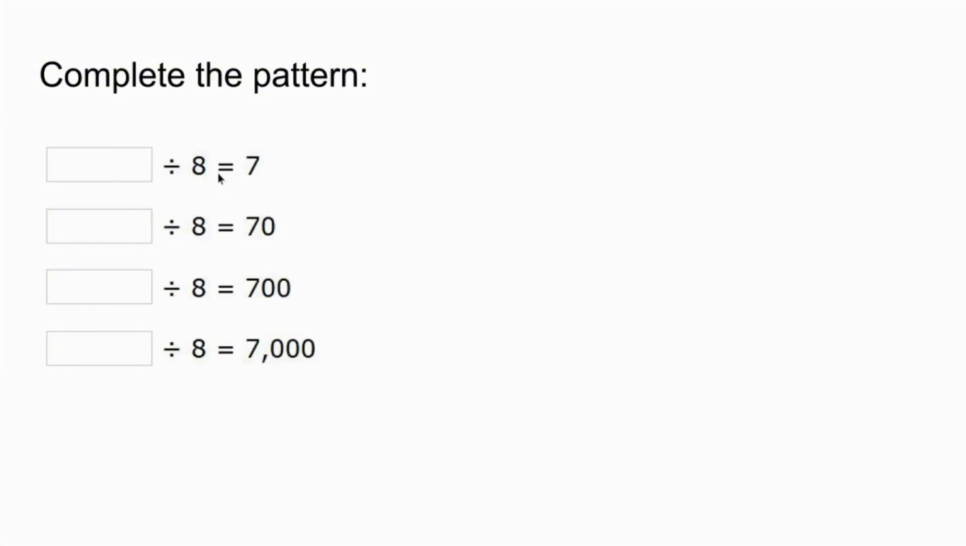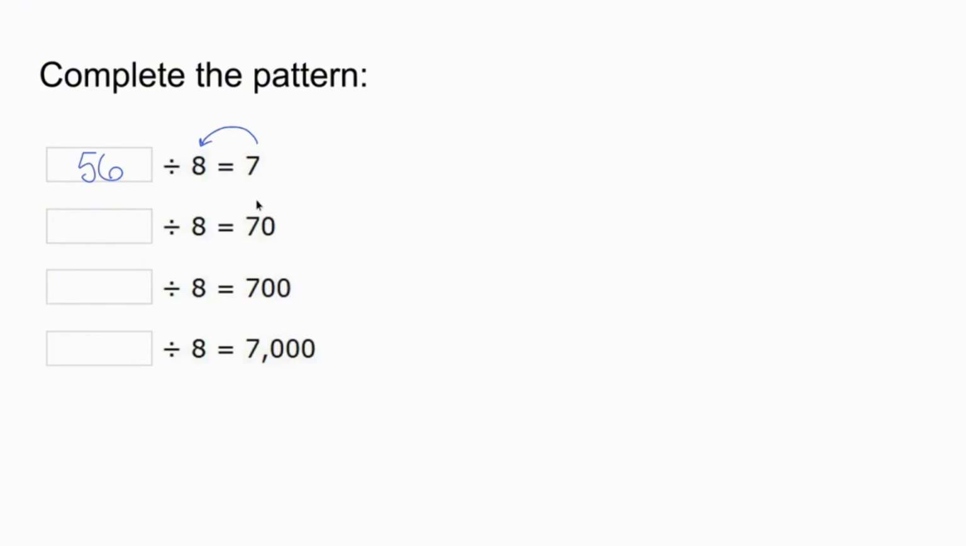What number divided by 8 is 7? Well, the way you can understand that is go backwards and ask yourself, 7 times 8 is what? Well, 7 times 8 is 56. So 56 divided by 8 is 7.